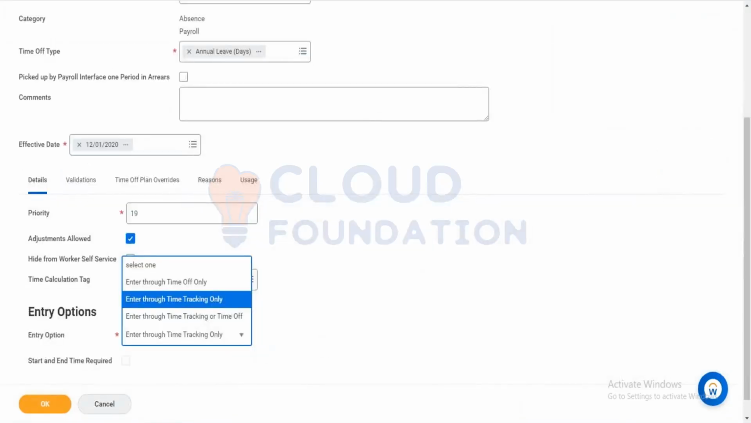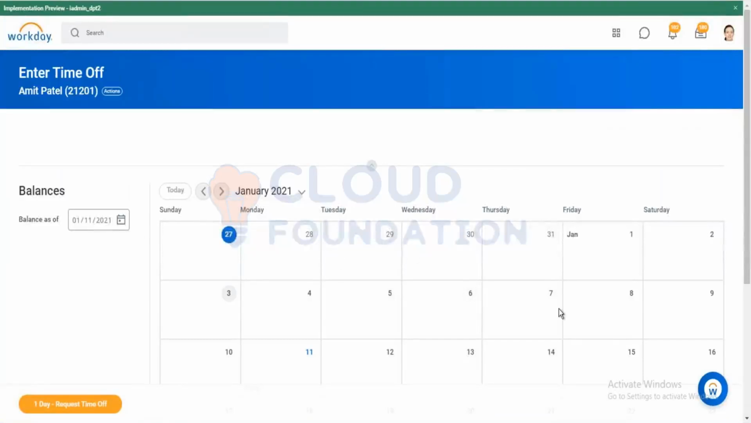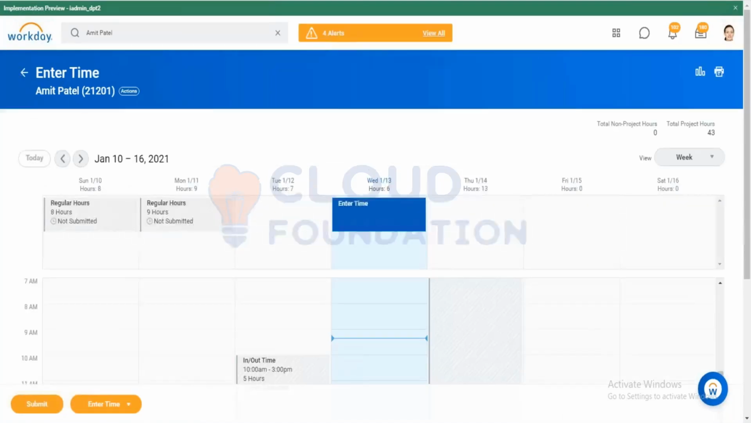If you understand, mark it bold. TETO, time entry, time off. Time entry, time off means using the time entry calendar. This is the time card. Using the time card for your time offs. TOTO, time off, time off. Only time off through time off. No hours, no worked hours can be entered through time off. Enter time off will come. Enter time will come.